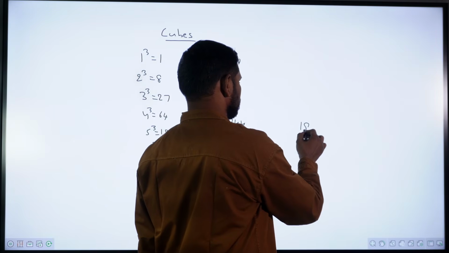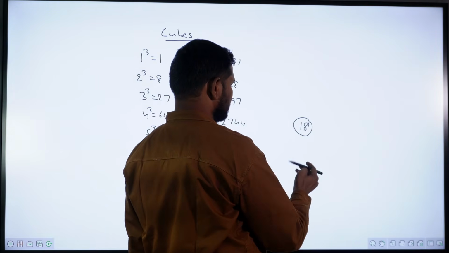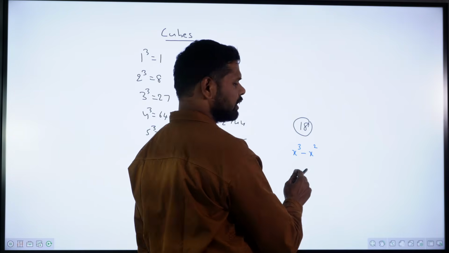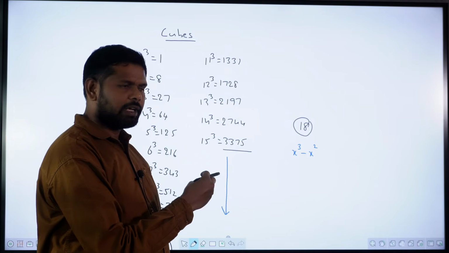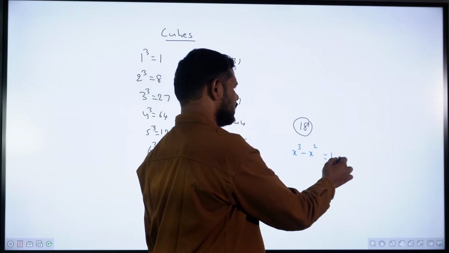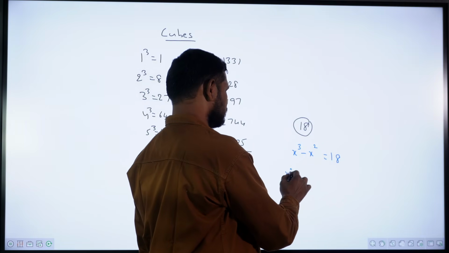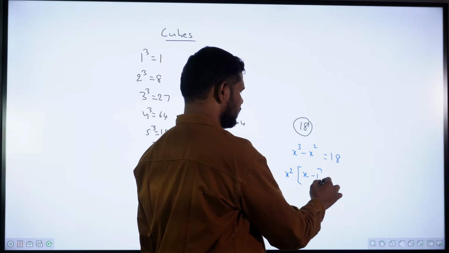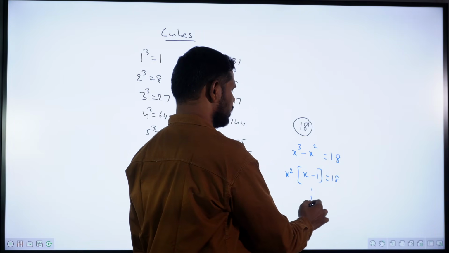What is the number? The difference between the same number's square and cube is given as 18. What is that number? Difference means x cube minus x square. You take x square common, x minus 1 equals 18, and go through factors.